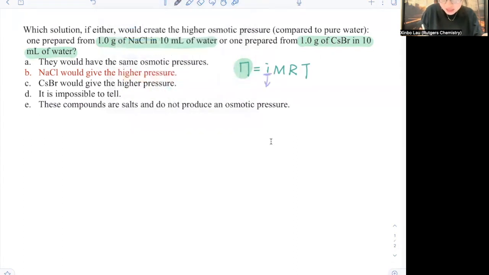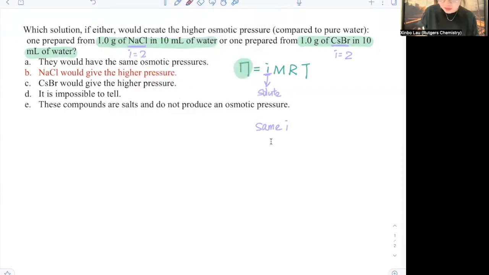Van 't Hoff's factor is about our solute. In both solutions we have sodium chloride and cesium bromide, so what's their van 't Hoff factor? What does i equal? As we said, i relates to electrolytes. Sodium chloride and cesium bromide are both soluble in water, which means one compound unit will dissociate into two particles. Therefore the van 't Hoff factor i equals 2 for both solutions. So we actually have the same i for both solutions, which is good to know. Now let's see the next one.